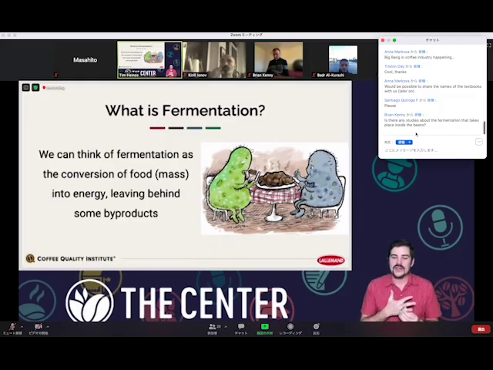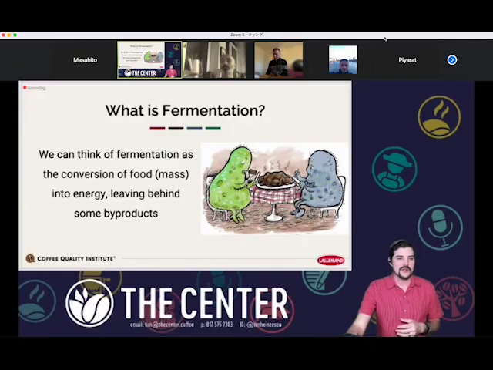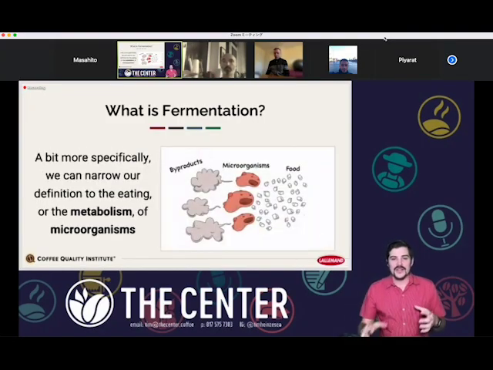So we want to think about fermentation as the conversion of food, or compounds, into energy, leaving behind byproducts. And a bit more specifically, we can narrow our definition down to the eating or consuming or breaking down of food, basically this eating being the process of metabolism by microorganisms. So essentially, we're talking about the metabolism of compounds by microorganisms and creating byproducts.